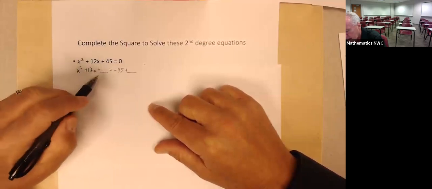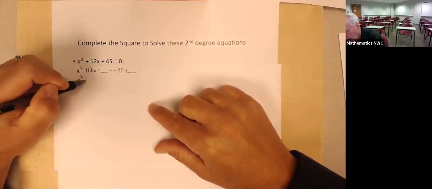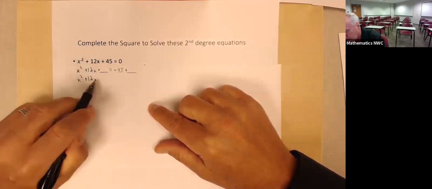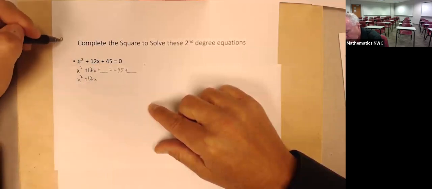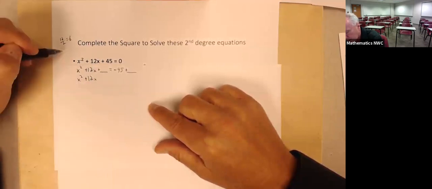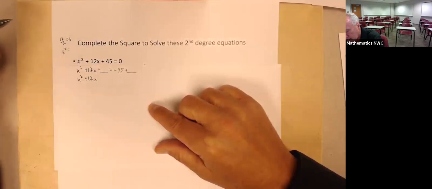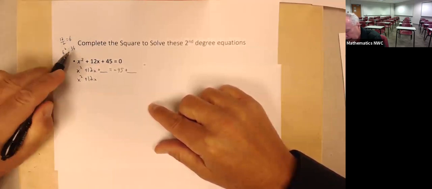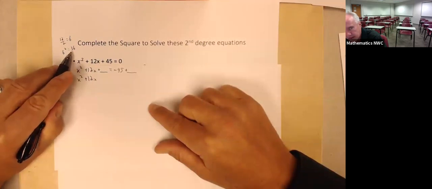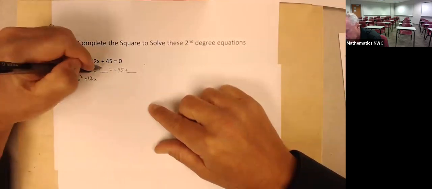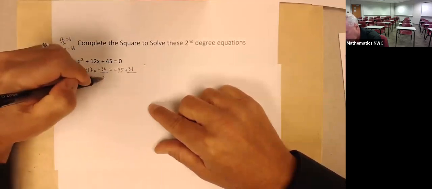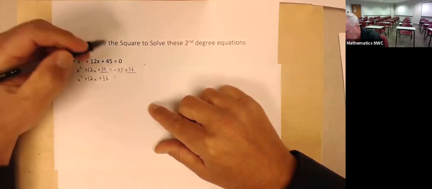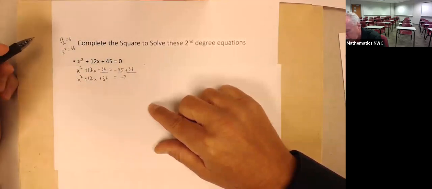How do I find that number? Well, I take half of the x coefficient. The x coefficient is 12. Half of that is 6. So I take 12 divided by 2, which gives me 6, and I take the 6 and I square it. That's the number then, 36, that I need to put in both blanks. That gives me then a negative 9 over here.